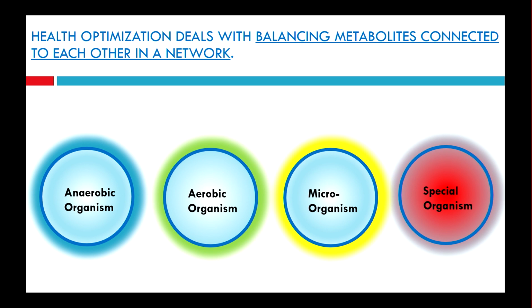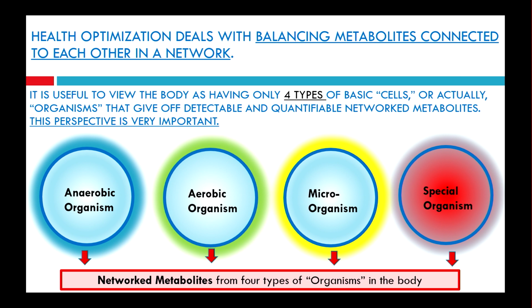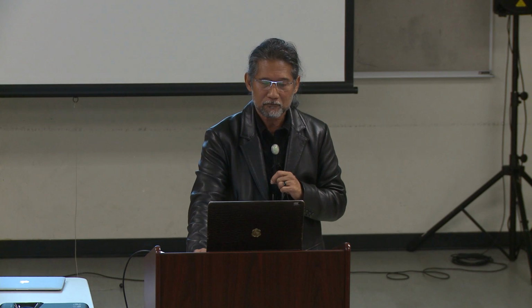So I said that we can consider the intracellular metabolites and intercellular metabolites as products of 4 organisms in our body: the aerobic organism, the anaerobic organism, the microorganism, and the special organism. So it is useful to view the body as having only 4 types of basic cells, or actually organisms, that give off detectable and quantifiable network metabolites. This perspective is very important.